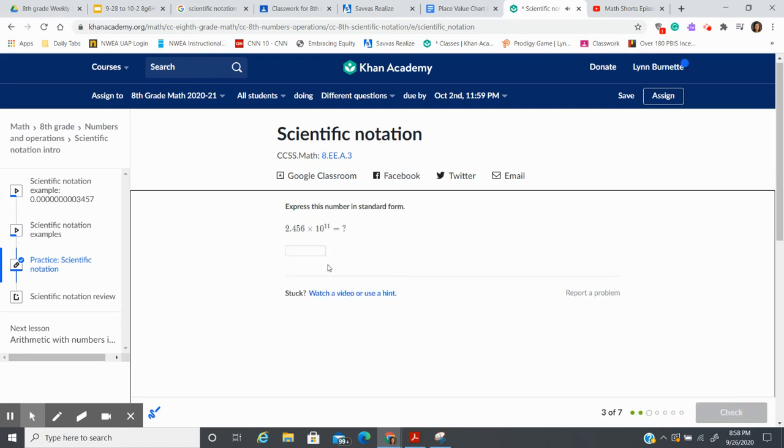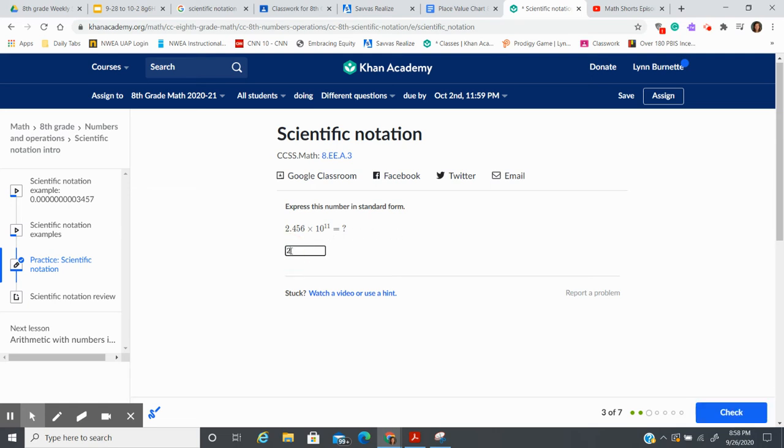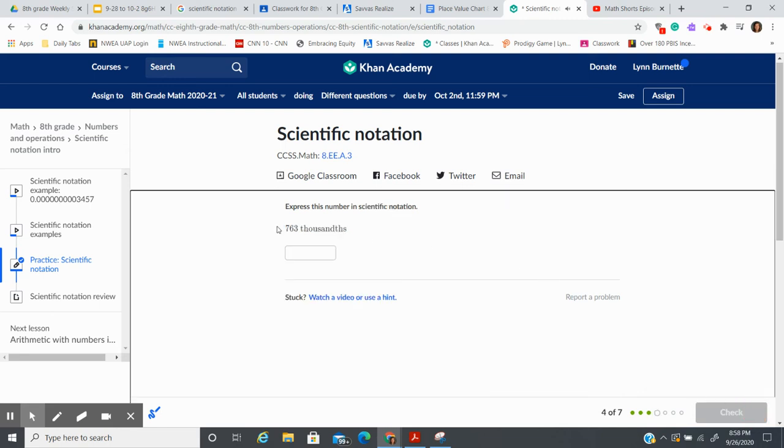Okay, so this one wants it in standard form. If they want it in standard form, that means you need to move this decimal over to the right 11 spots. You've already got 3 right here, so that means you know that you need 8 more spots, which would be 8 more zeros. So you can go 2, 4, 5, 6, and then 8 zeros. 1, 2, 3, 4, 5, 6, 7, 8. Okay, because that would be 8, 9, 10, 11.